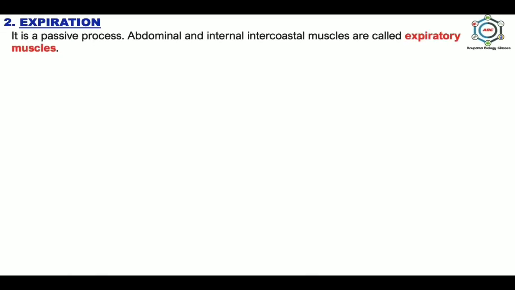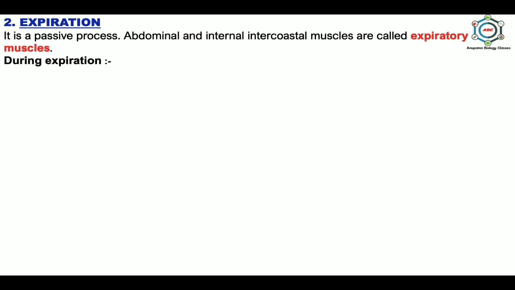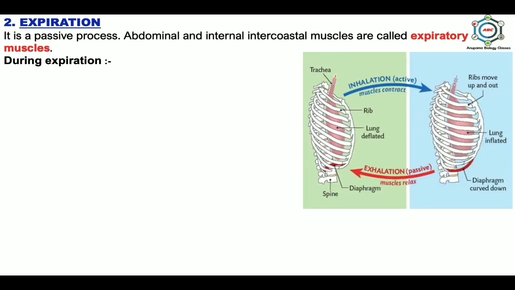Now, expiration. Expiration is a passive process, so it does not require the expenditure of energy. In this process, air is forced out from the lungs, brought about by the chest contracting. Abdominal and internal intercostal muscles are called expiratory muscles. During expiration, you can see the picture. This is the whole picture of the inhalation and exhalation process.